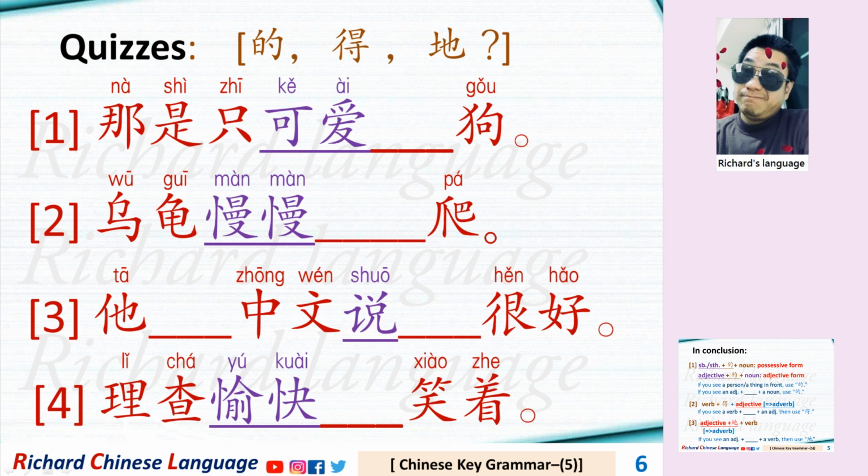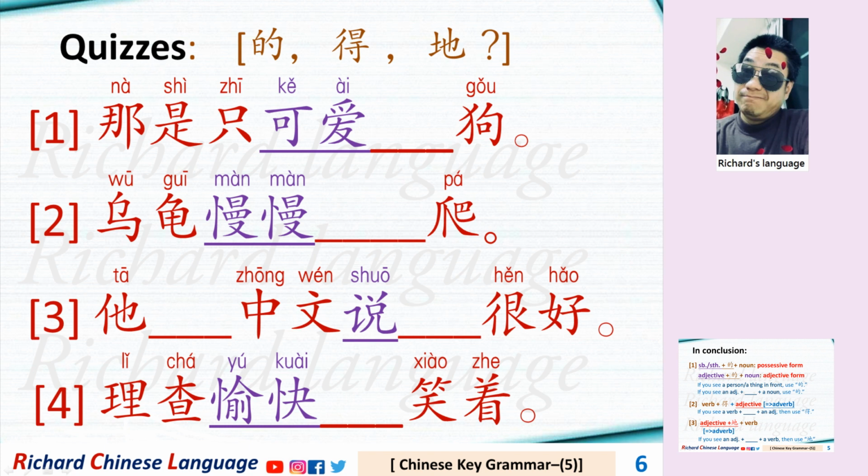Number 2. 乌龟慢慢地爬. The turtle crawls slowly. Number 3. 他的中文说得很好. He speaks good Chinese.